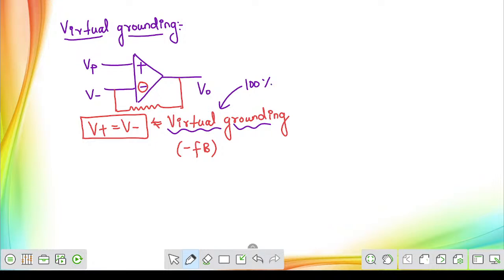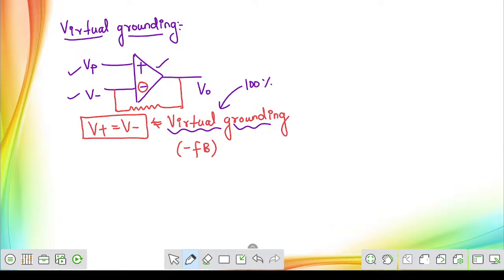Sir, in what case can it not be applied? If you cannot apply the concept of virtual grounding, they will mention that it is a practical operational amplifier or that the input resistance is limited. It is not possible to apply V plus equal to V minus. Certain data like that will be given. So if nothing is given, only an op amp with a negative feedback, then you can blindly close your eyes and apply the concept of virtual grounding.